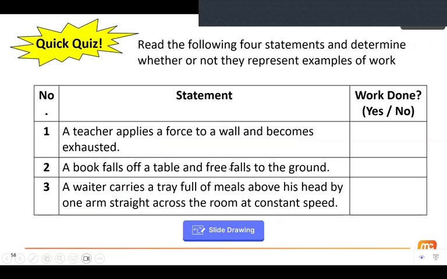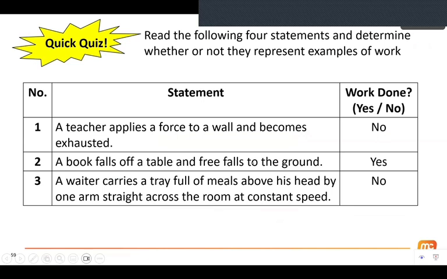The first question: a teacher applies a force to a wall and becomes exhausted. In this case, the wall doesn't move. So even though there's a force applied, the wall doesn't move, so there is no work done. Next, a book falls off a table and free falls to the ground.